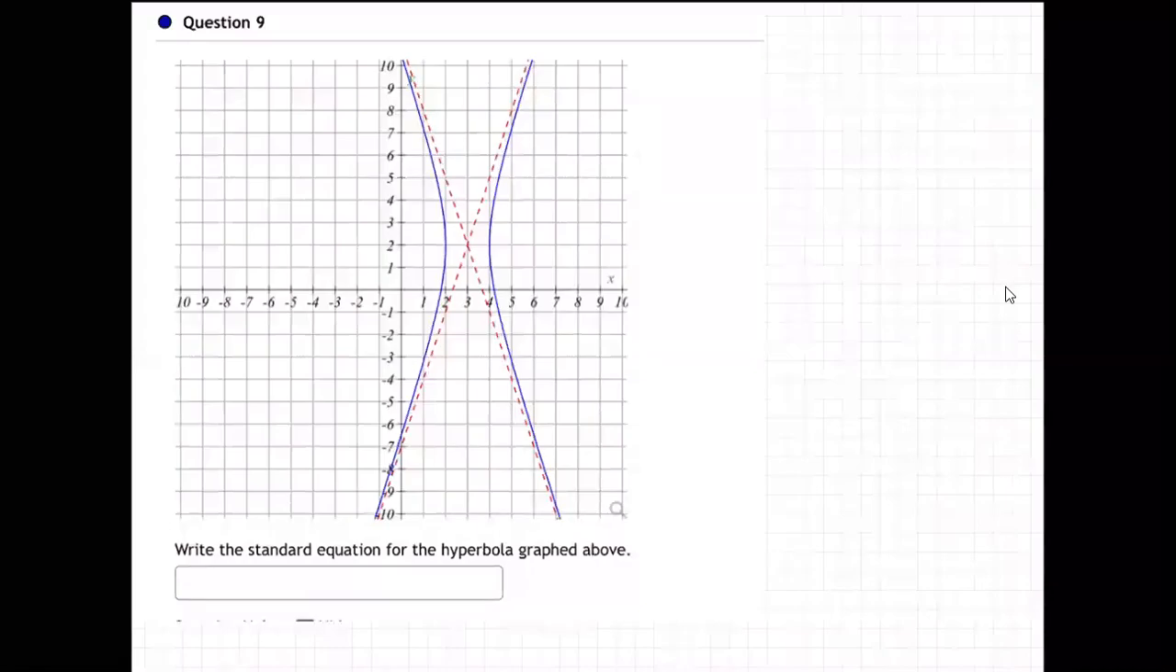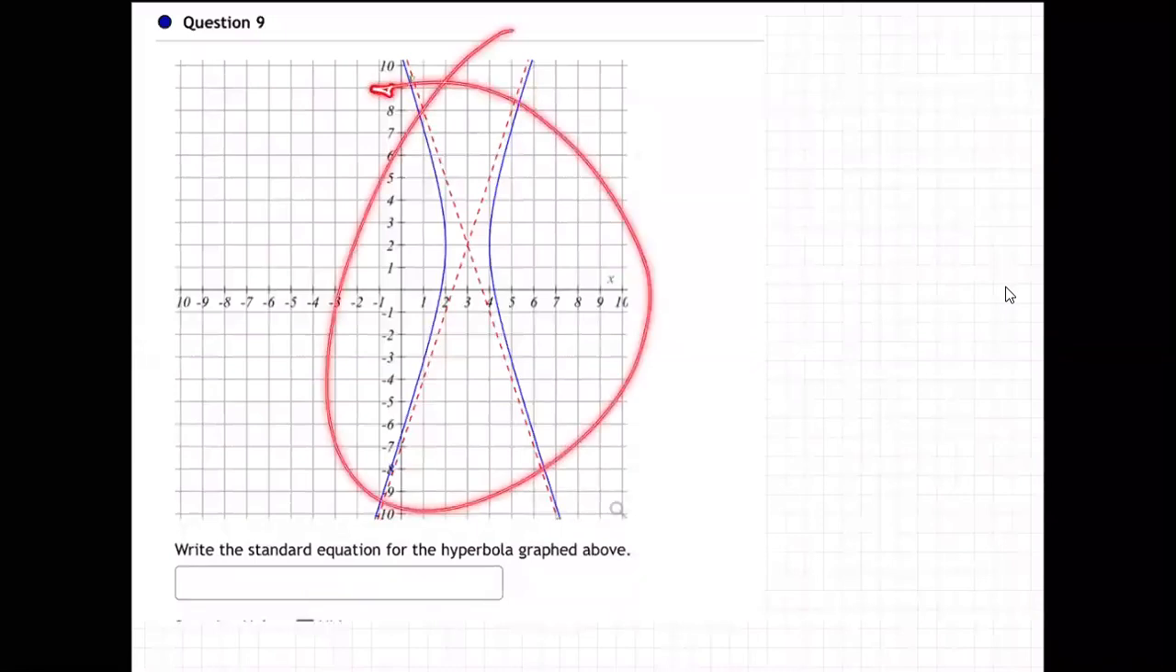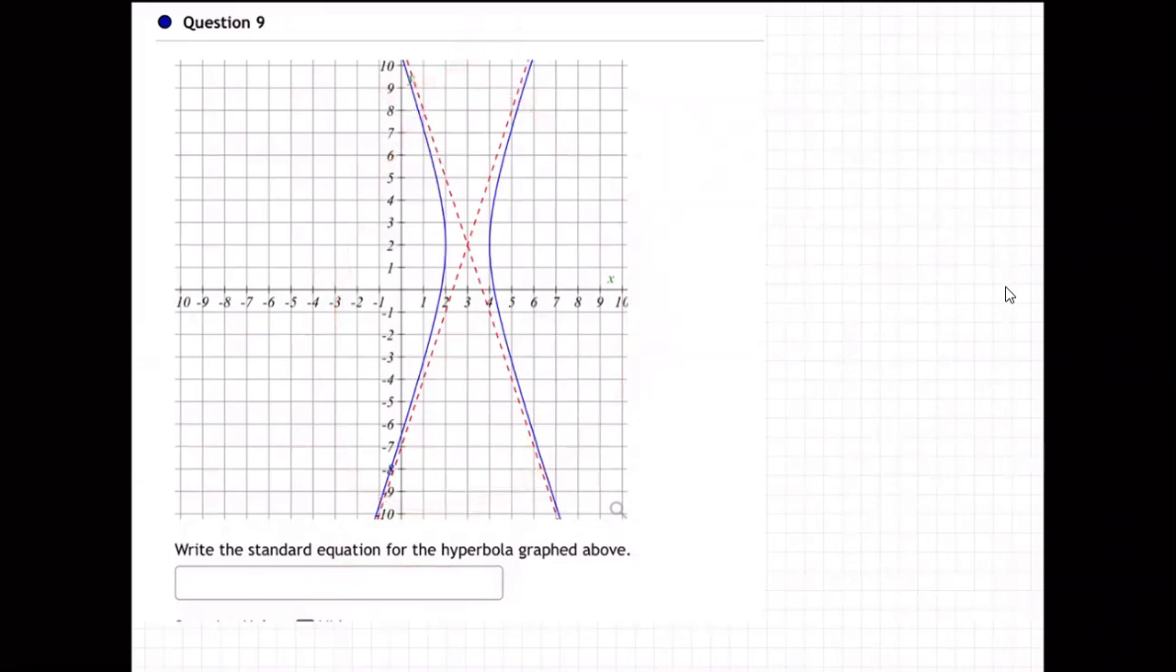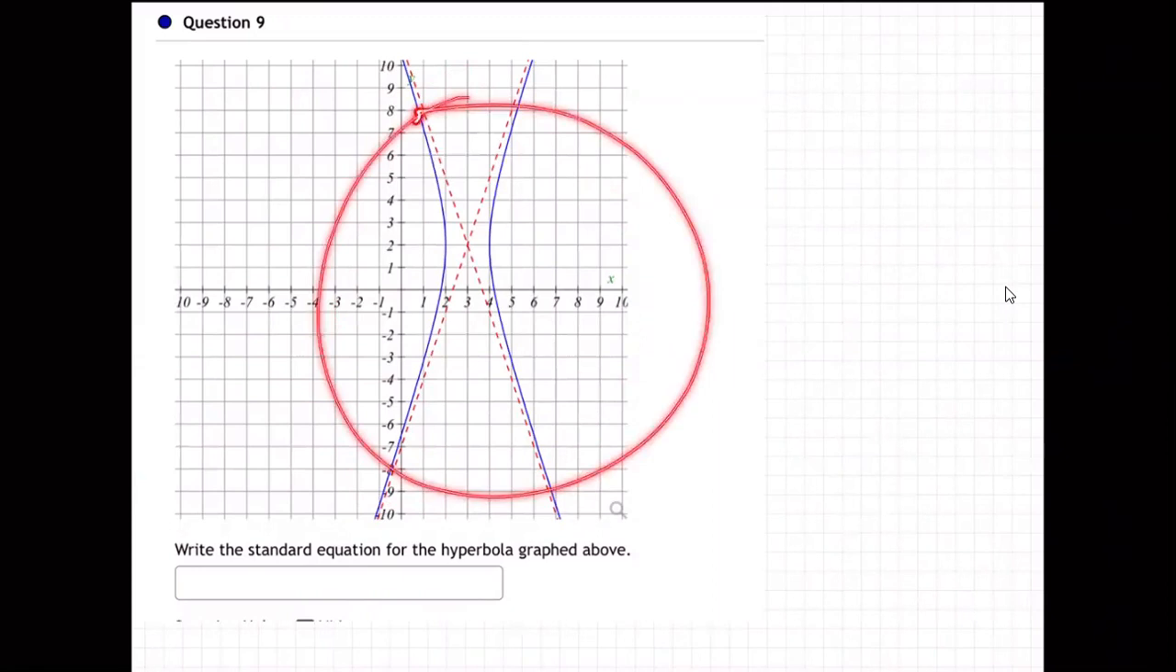Okay, so here we have a question where they're giving us a graph. They're starting off with a graph, and they want us to work backwards to the equation. It's kind of funny. How are we going to do it? Well, first off, let's start by identifying the center right here.